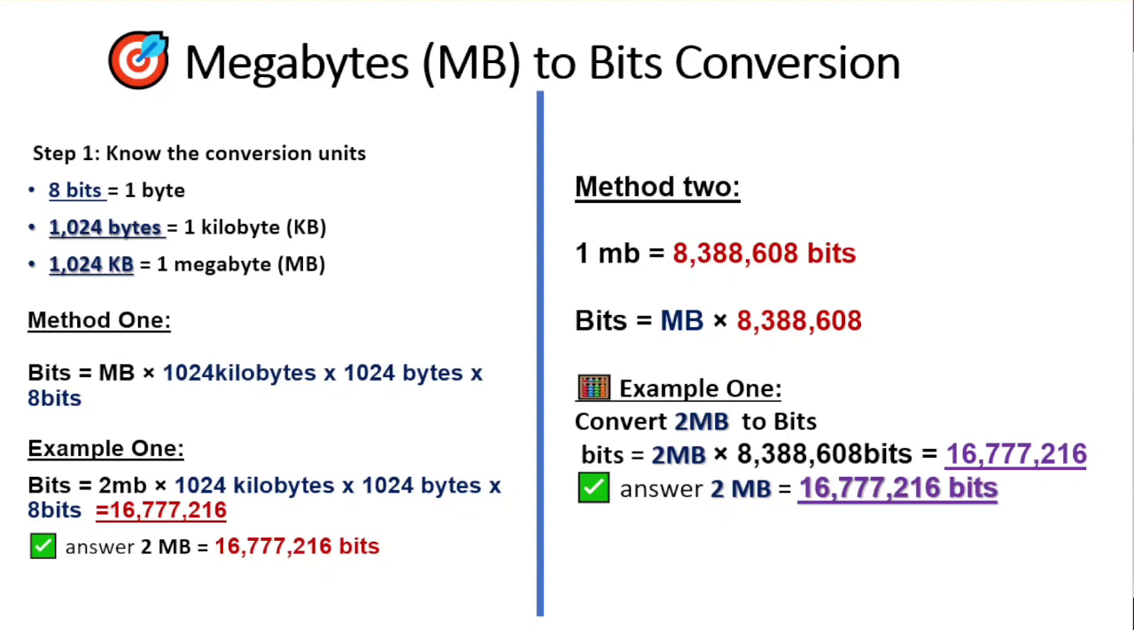So in essence, when you are converting from the smaller unit to the bigger unit, you divide. If you are converting from the bigger unit to the smaller unit, you multiply. So you can apply this same principle for that of the terabyte, the petabyte, and the exabyte. It's still the same process.